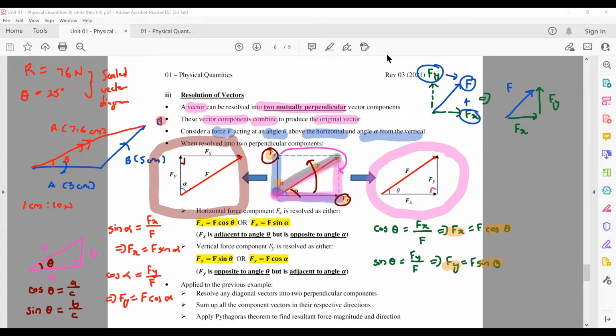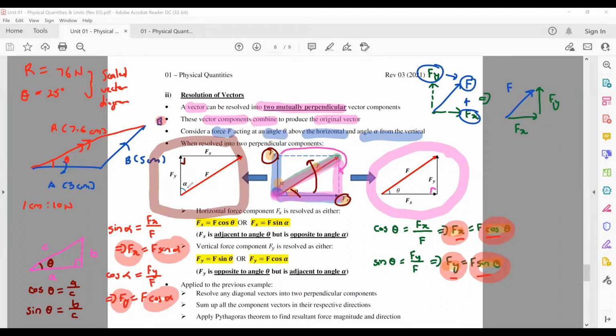So now you see it's a bit different. Whereas previously Fx was cos, now Fx is sine. And last time Fy was sine, now Fy is cos. They've actually switched places. So it won't necessarily be true to always assume that the horizontal component will always be cos or the vertical component will always be sine.